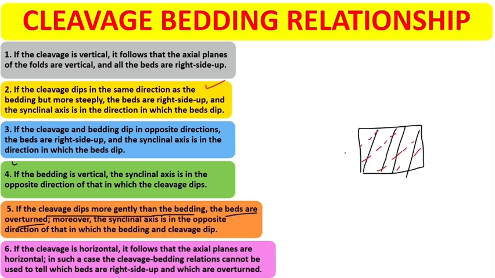So how are we interpreting? We'll go right and we will go left, but we will interpret. That case is also important. Fifth and third are very important. So the synclinal axis is in the opposite direction to that in which the beds and cleavage dip. If both are dipping in this direction, it means we are getting syncline on this side and anticline on this side. This is a very important case. Study it well. A question has already come from this setup. So if I construct syncline and anticline on this outcrop, how?